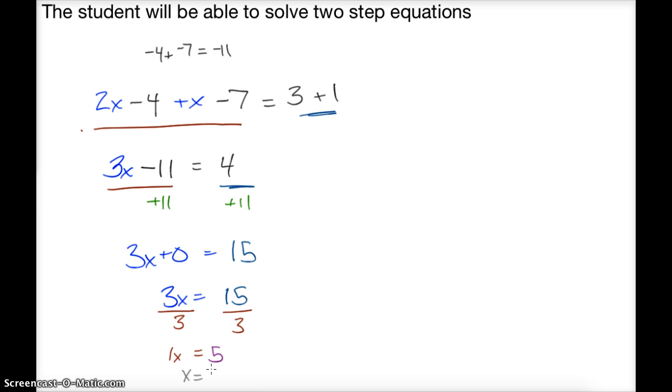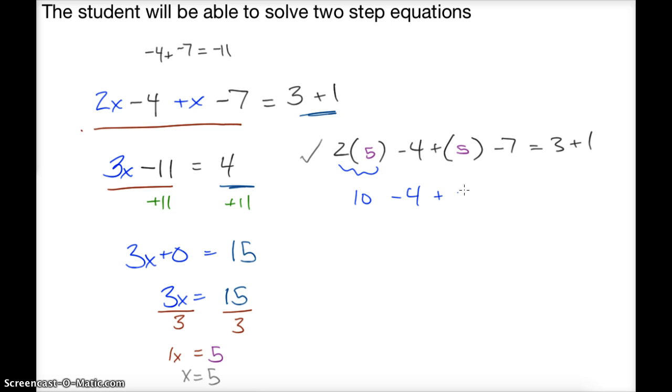X equals 5. And if I want to check this, I can just plug this x back in wherever x shows up. So I'm going to say 2 times, I'm going to put parentheses everywhere the x is, minus 4 plus the x minus 7 equals 3 plus 1. Then I'm going to put in the 5 that I discovered, x equals 5. So 2 times 5 gives me 10, minus 4 plus 5 minus 7 equals 3 plus 1.